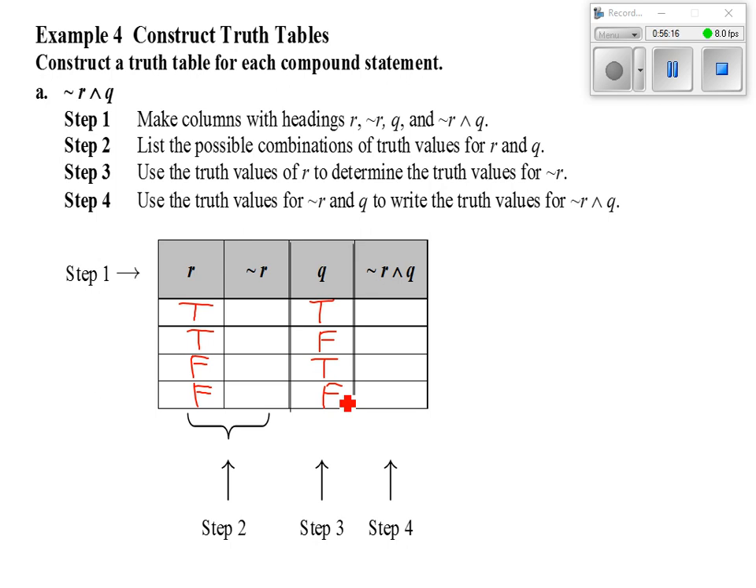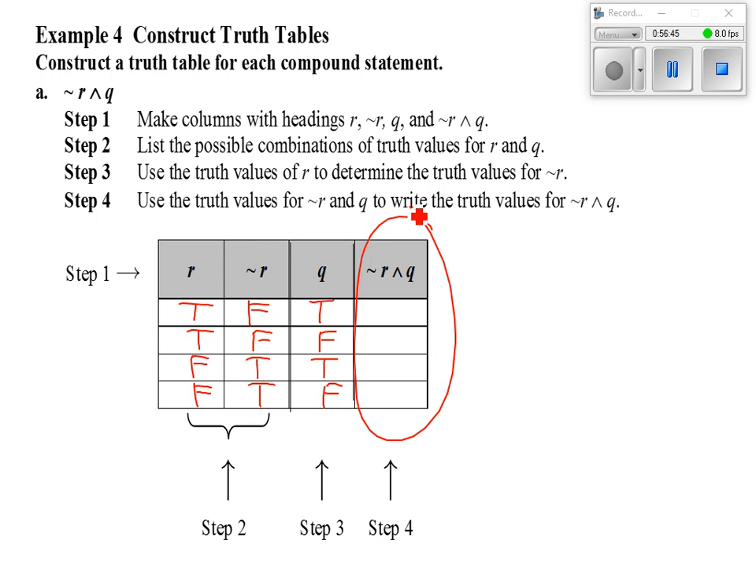What does this mean again? Not R. If we have not R, if we said R was true, then not R must be what? False. So what's going to go right here? False. How about here? How about here? Now we filled in all that. This is the statement that we're actually trying to decide whether it's true or false.